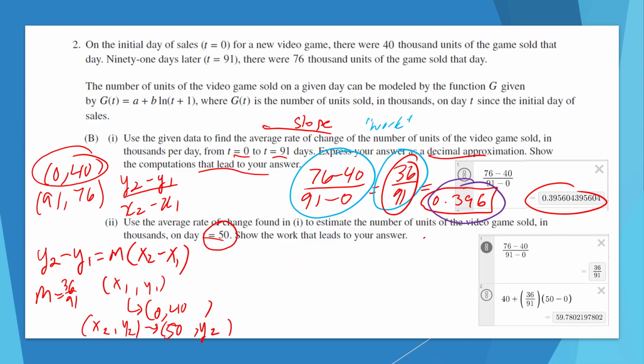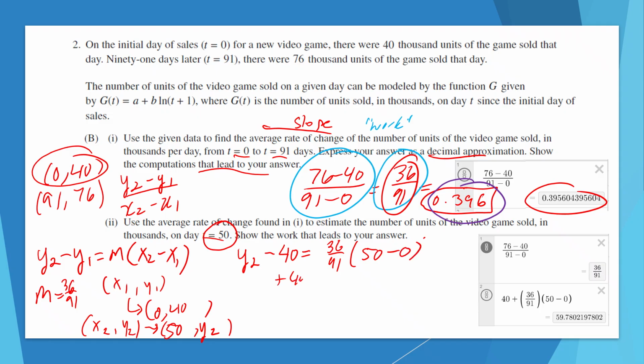And then my y2, I don't know. That's what I'm solving for, right? You're solving for the y value, the number of units of video games sold in thousands, when your x value, t, is 50. Plugging this all into the equation, I should get y2 minus 40 equals, and then m, which is 36 over 91, times 50 minus 0.